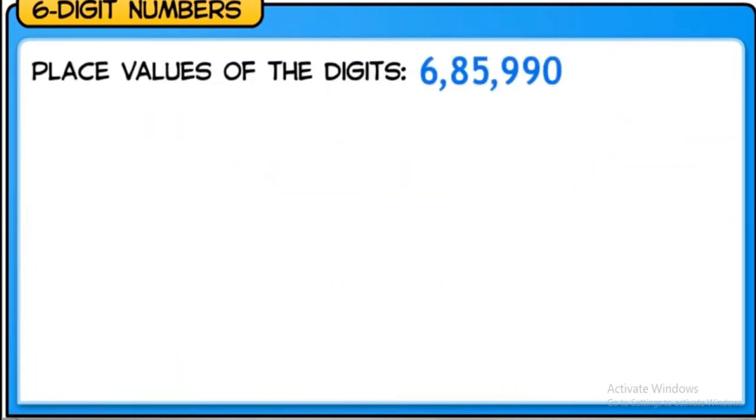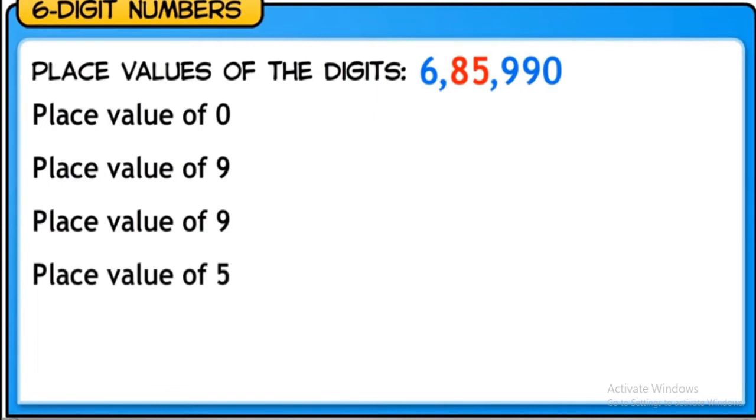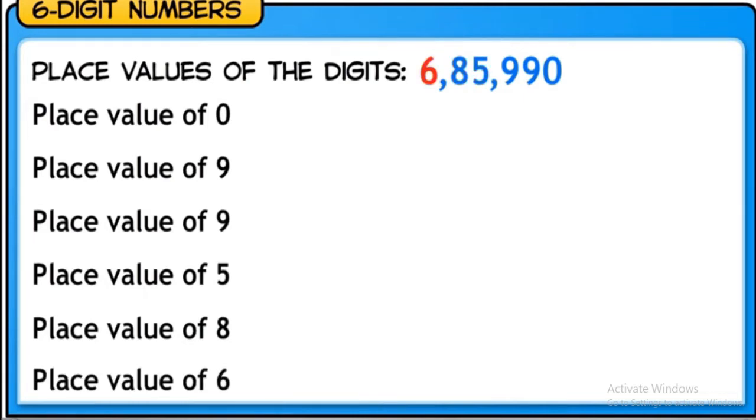Now let us look at the place values of the different digits in this 6-digit number. Let us start with the ones period. The place value of 0 in the ones place is 0. The place value of 9 in tens place is 90. And the place value of 9 in the hundreds place is 900. Coming to the thousands period, the place value of 5 in the thousands place is 5,000. And the place value of 8 in the 10,000s place is 80,000. The place value of 6 in the lakhs place is 6 lakh.